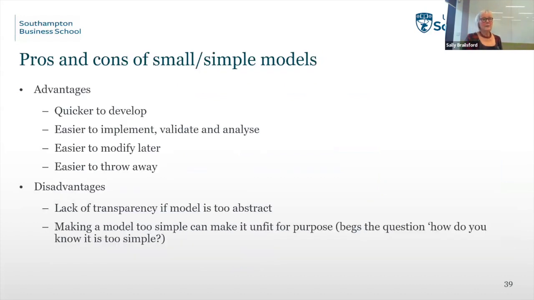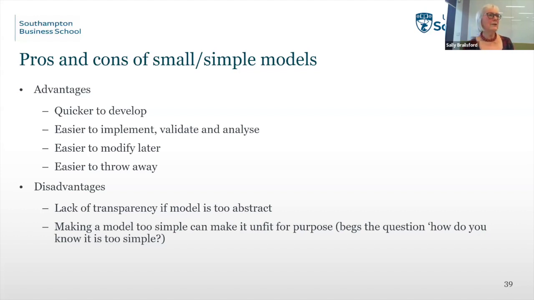But of course, small models have a lot of advantages because they're quick to develop and test and everything. You've also got less invested in them. You haven't spent 3 years building them. You might have spent 3 hours. And so you can chuck it. If the model turns out to be wrong, you don't really care if you throw it away and start again. Whereas if you spent ages on it, you're very reluctant to do that. You'd rather try and modify it.